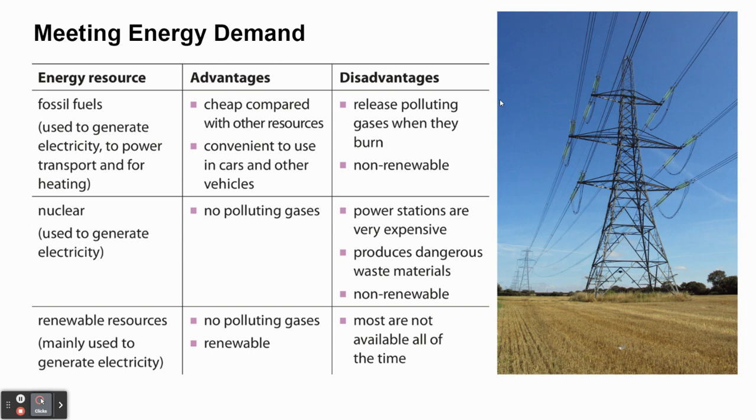Nuclear doesn't release those polluting gases. However, it does produce lots of dangerous waste materials which are radioactive. And that can be harmful to the environment and humans. Renewable resources are the best in terms of they don't release polluting gases, they are renewable. However, there is a difficulty with the reliability of these. They're not available all of the time. For example, solar power just isn't available at night, and it's not always windy, so you can't always rely on wind power.